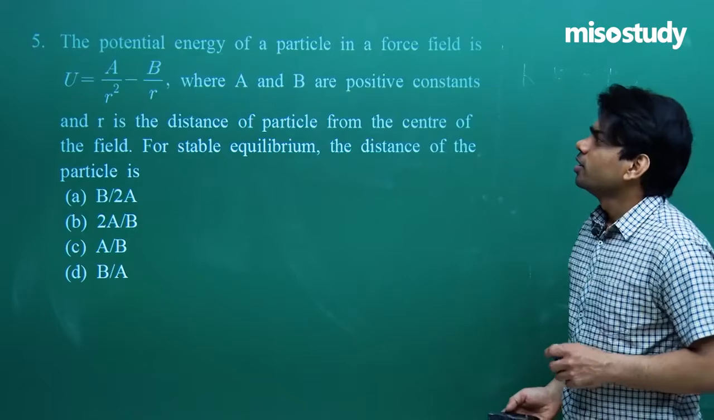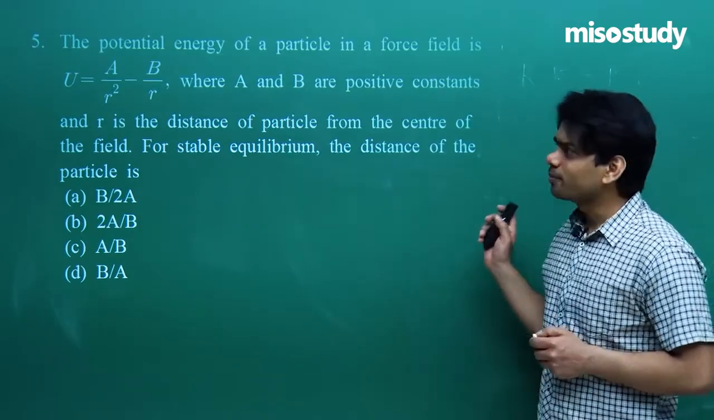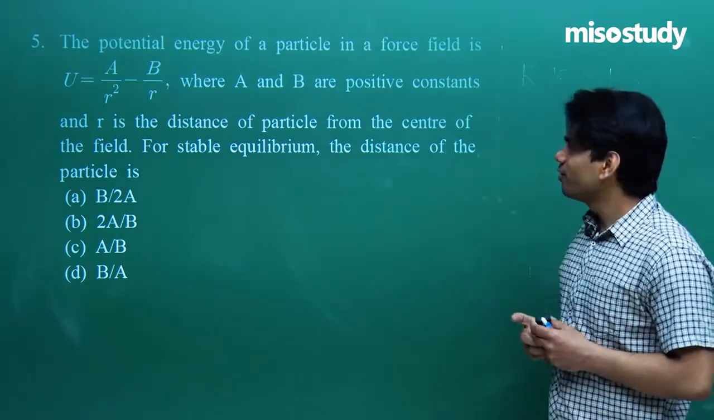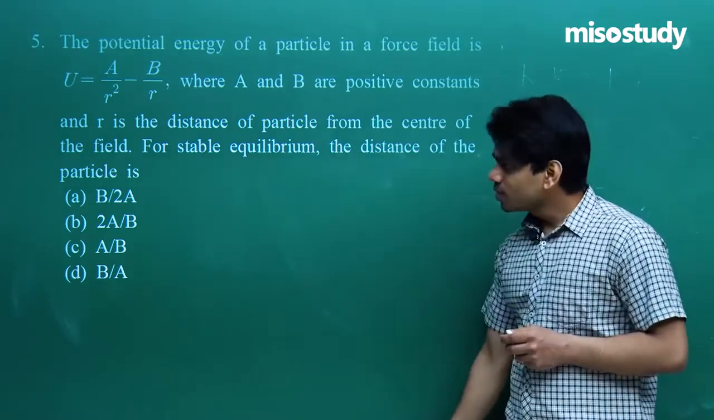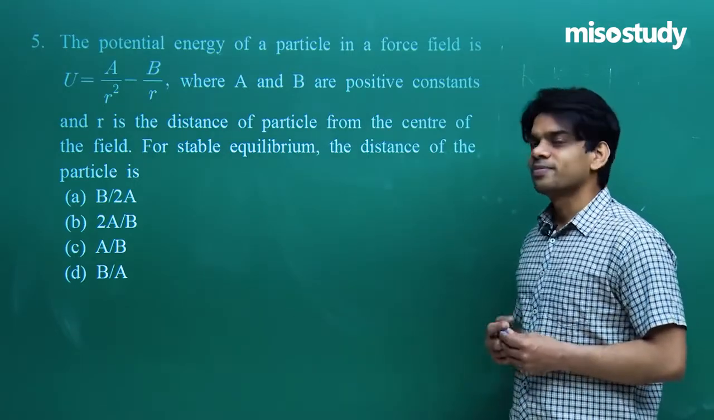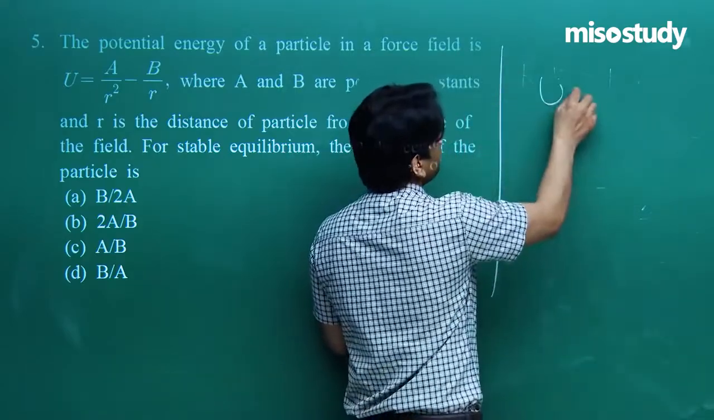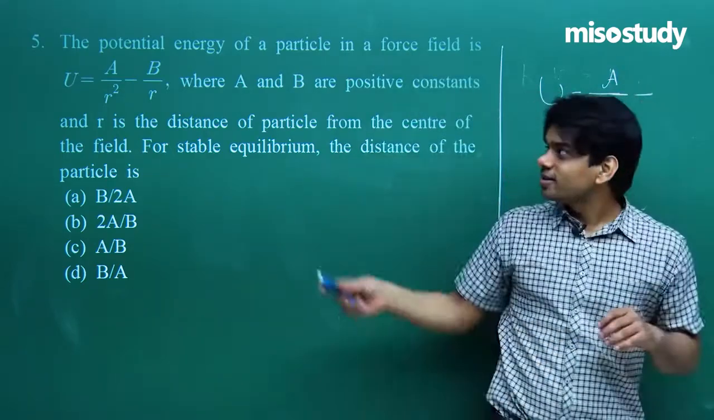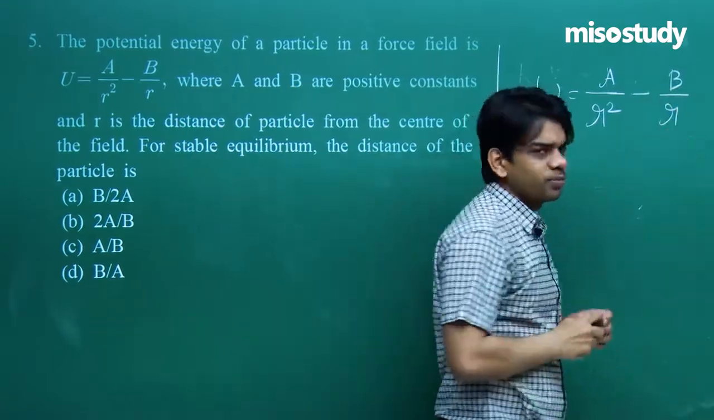Question number 5. The potential energy of a particle in a force field is U equals A upon R square minus B upon R, where A and B are positive constants and R is the distance of the particle from the center of the field. For stable equilibrium, the distance of the particle is: A, B by 2A; B, 2A by B; C, A by B; and D, B by A. It's given U is given in terms of R: U is equal to A upon R square minus B upon R. This is what we have been provided with.